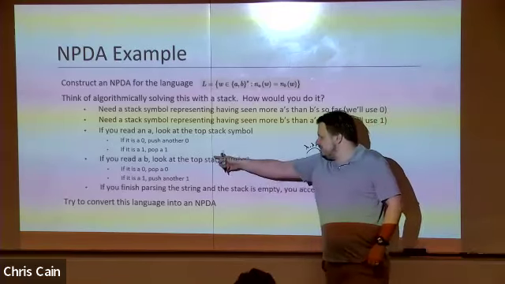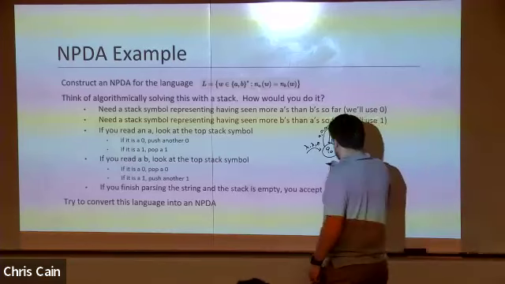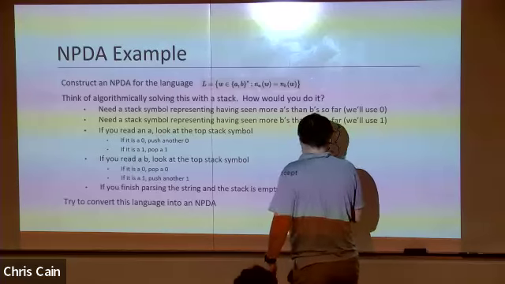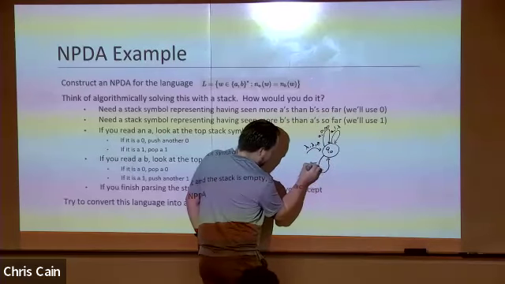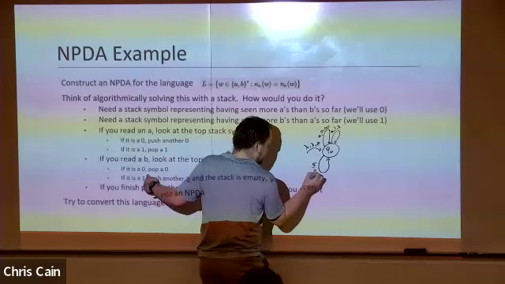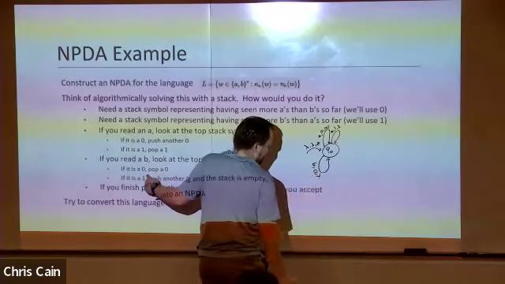If it's a 0 and we read a B, pop a 0. This can be represented with another transition back to Q0. We read a B. If the top of stack character is a 0, then we want to pop it.